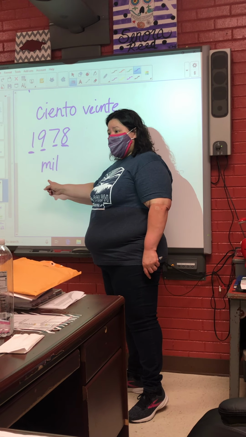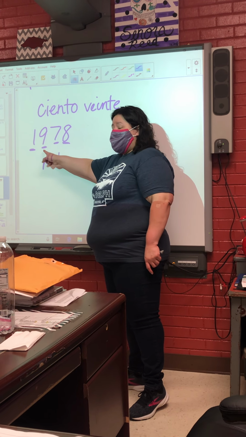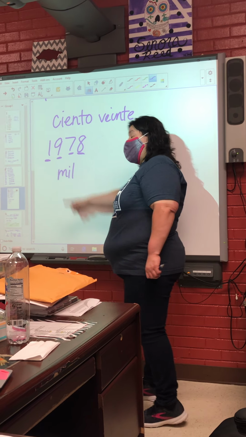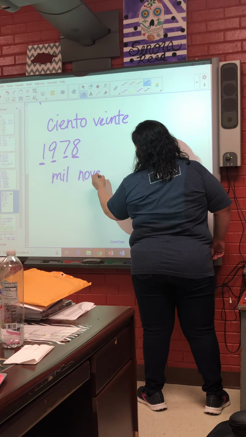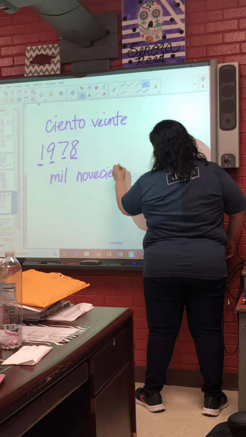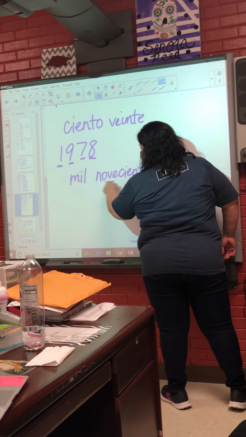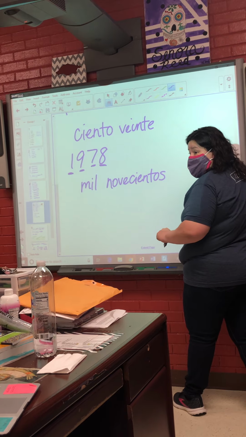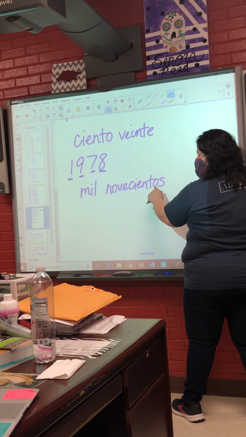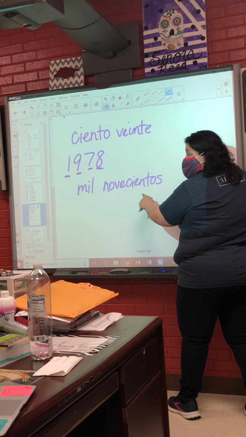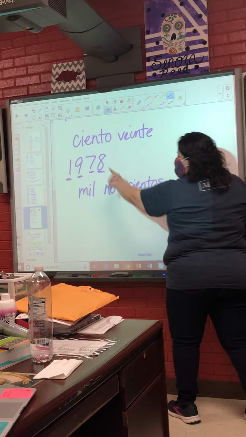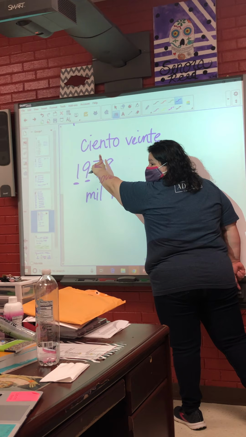Now, so that's how many thousands? Just one. How many hundreds do I have? 9. So it's novecientos. Nove is the root, meaning 9. And notice it's not just ciento, because it's hundreds. It's plural. I have 9 hundreds. That's just for one group of hundreds, okay?